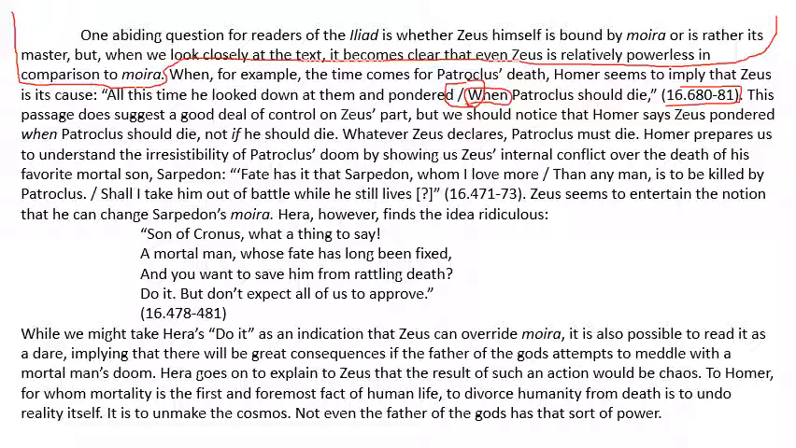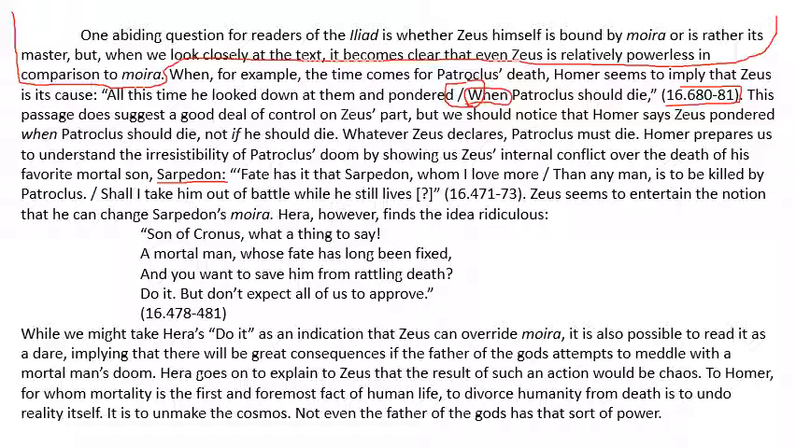Homer prepares us to understand the irresistibility of Patroclus' doom by showing us Zeus's internal conflict over the death of his favorite mortal, Sarpedon. Right? So this one now is actually going to back up from Patroclus to Sarpedon to talk about a moment that foreshadows this key moment of Patroclus' death in the Iliad. Right? So notice, again, we're moving from one example to another, but it's not just random examples. It's examples within the same poem of the same point. So he then quotes the Sarpedon passage.